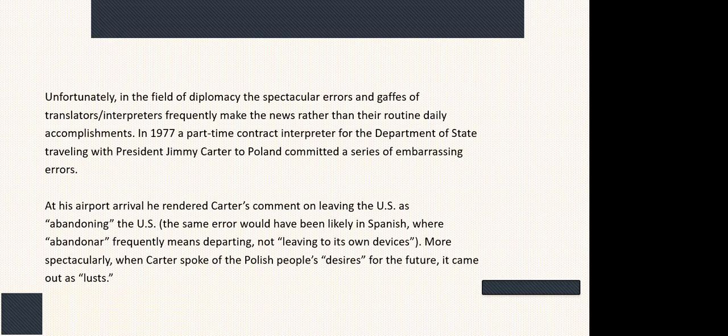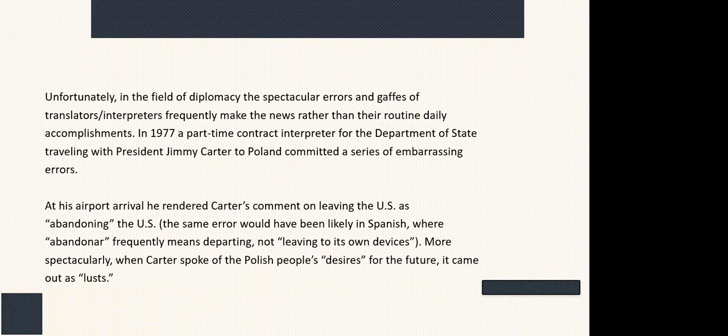So here we have, in 1977, a part-time contract interpreter. By that, I mean not someone hired permanently or a staff member of President Jimmy Carter, the late President Jimmy Carter. In Poland, he committed a series of embarrassing errors. At his airport arrival, he rendered Carter's comments on leaving the U.S. as abandoning the U.S., which is something else, right? It's not the same as departing. Saying abandoning, that term just doesn't fit the bill. It's a false cognate, right? It means departing, not leaving to its own devices.